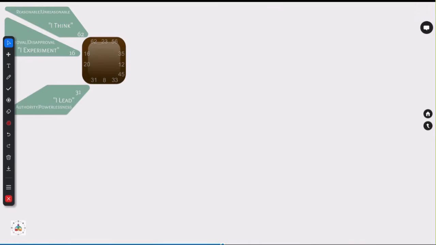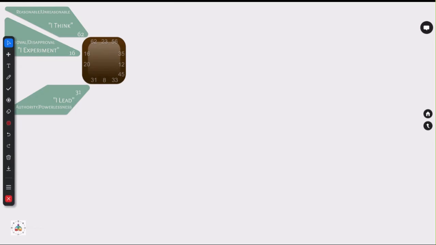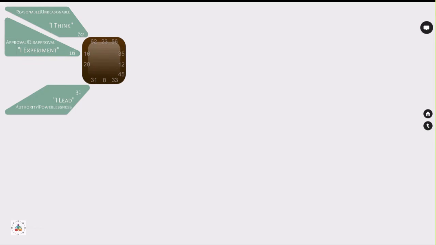So here's why. Take a look. I'm going to close this thing. I don't like it over there. Okay, that was just my little toolbar. Oh, it's locked. Okay, getting rid of the toolbar.